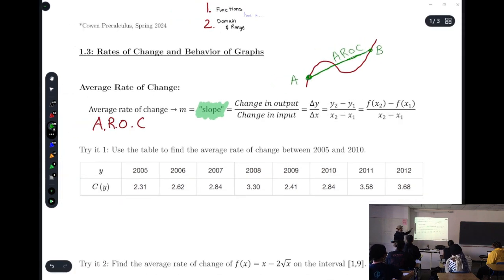I just like to point out that we can't just put an equal sign all the way across. Average rate of change, this is how you calculate it. But all of this stuff is equal. Okay, that's all the talking. Let's do the mathing.